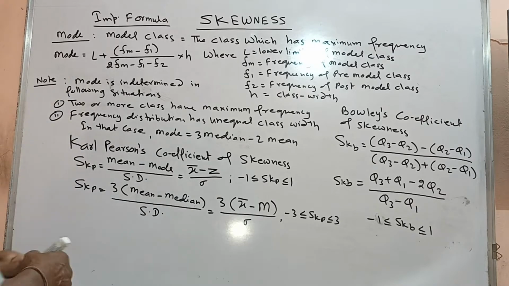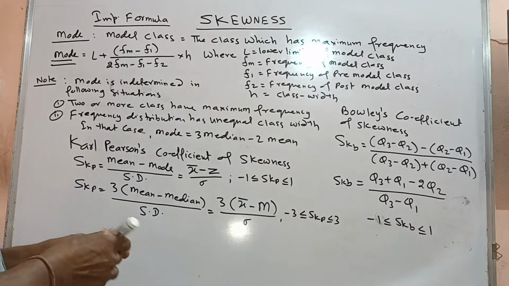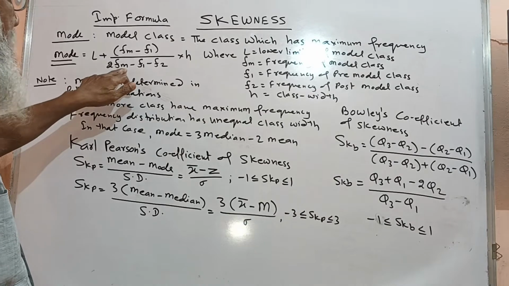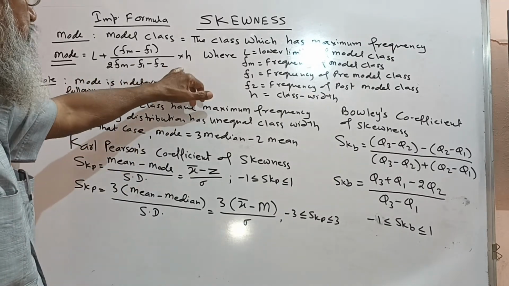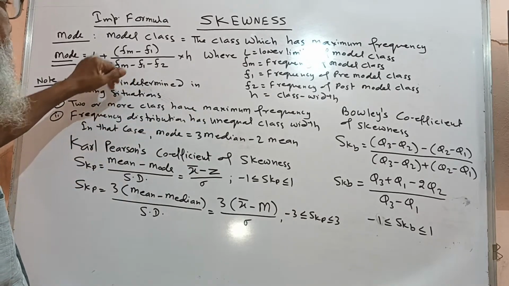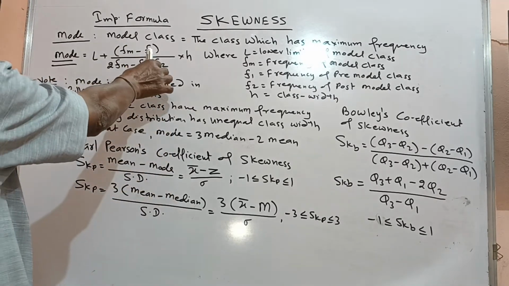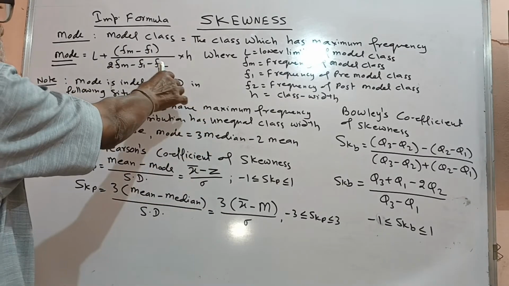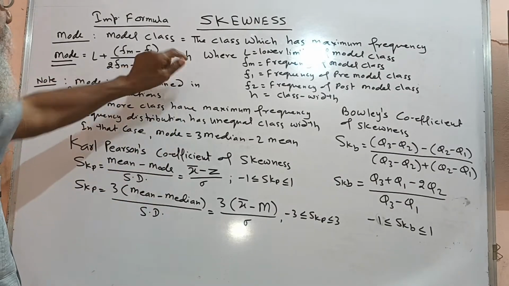The formula for mode is equal to L plus (f of m minus f of 1) upon (2f of m minus f of 1 minus f of 2) into h, where L is the lower limit of the modal class, f of m is the frequency of the modal class, f of 1 is the frequency of the pre-modal class, f of 2 is the frequency of the post-modal class, and h is the class width.